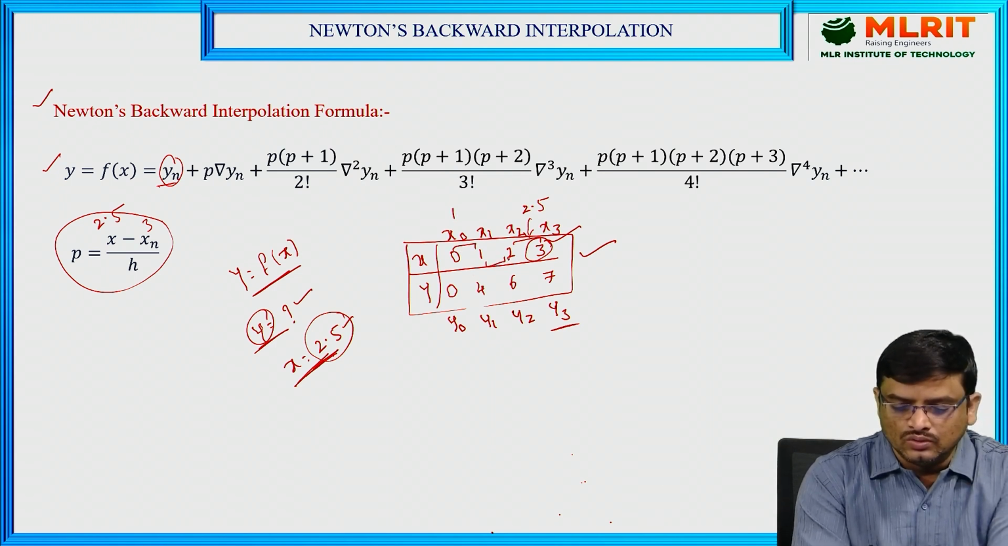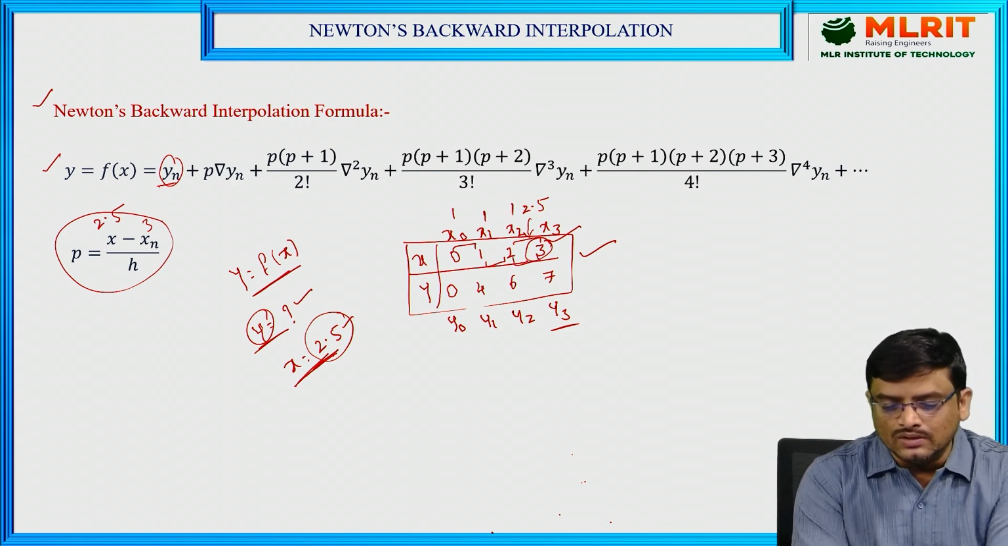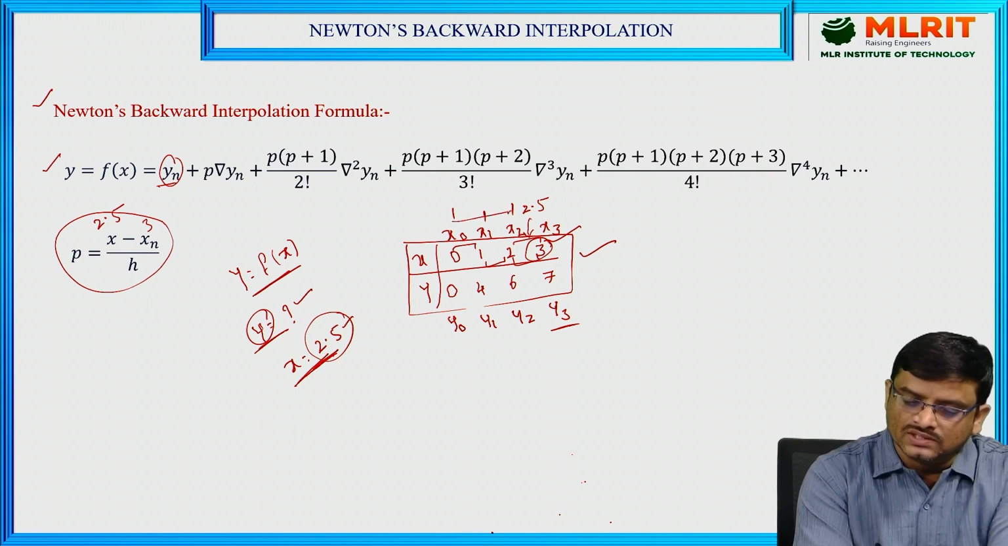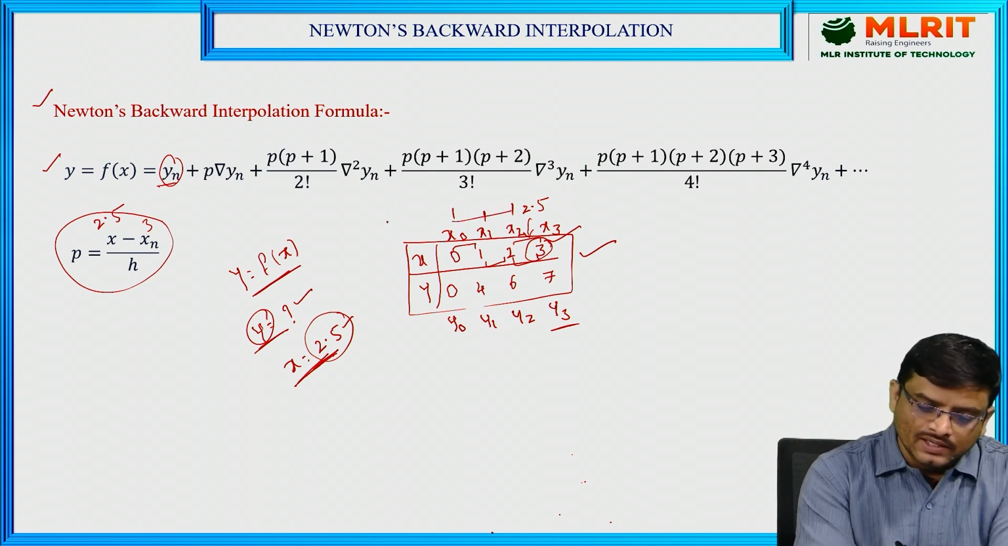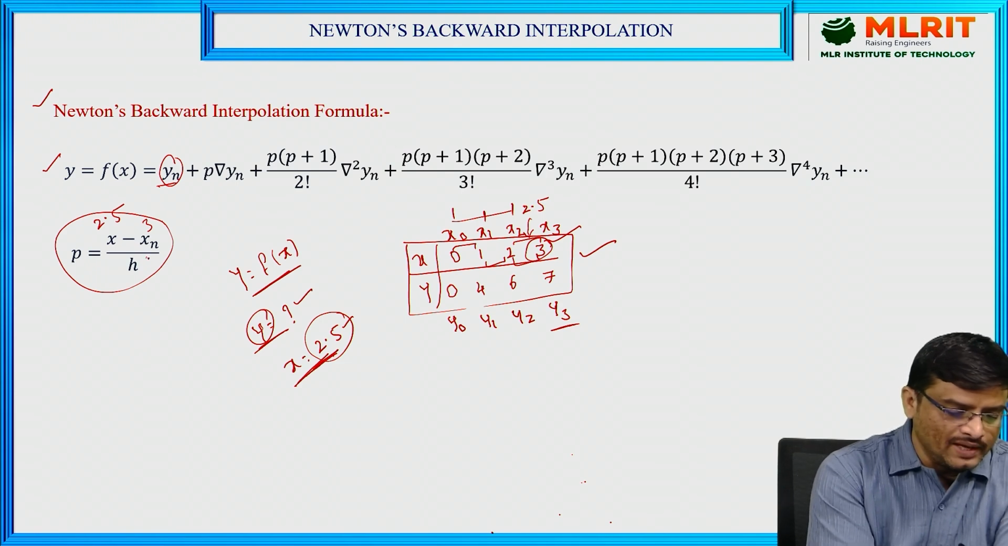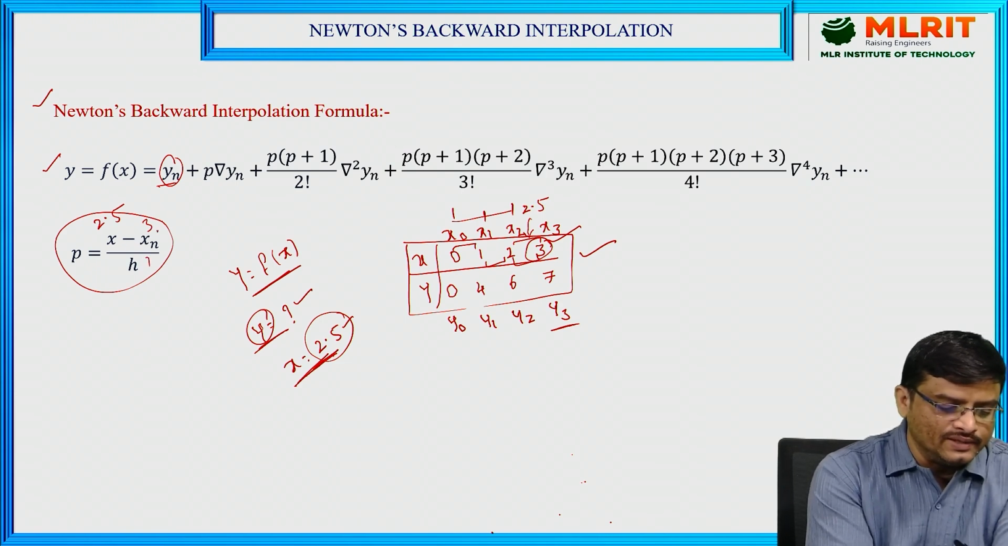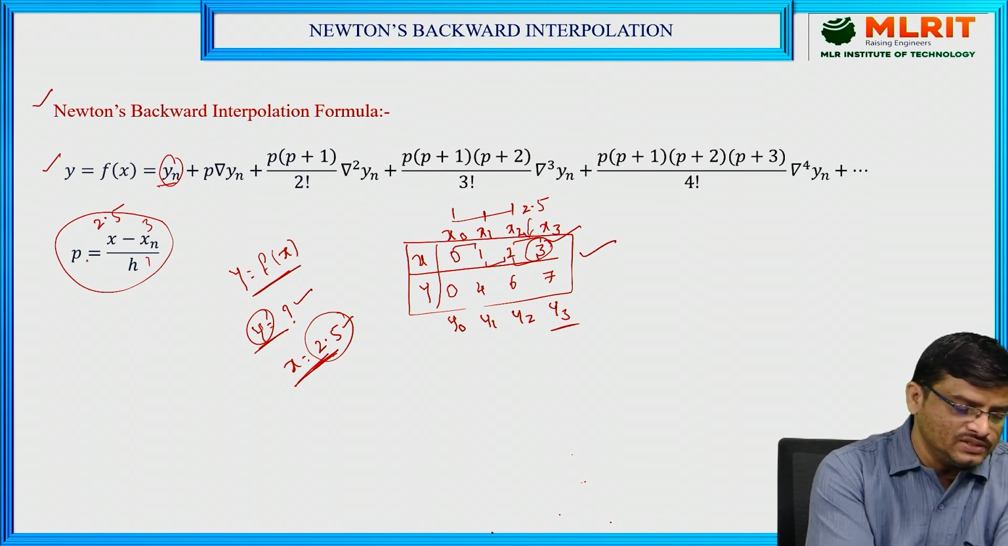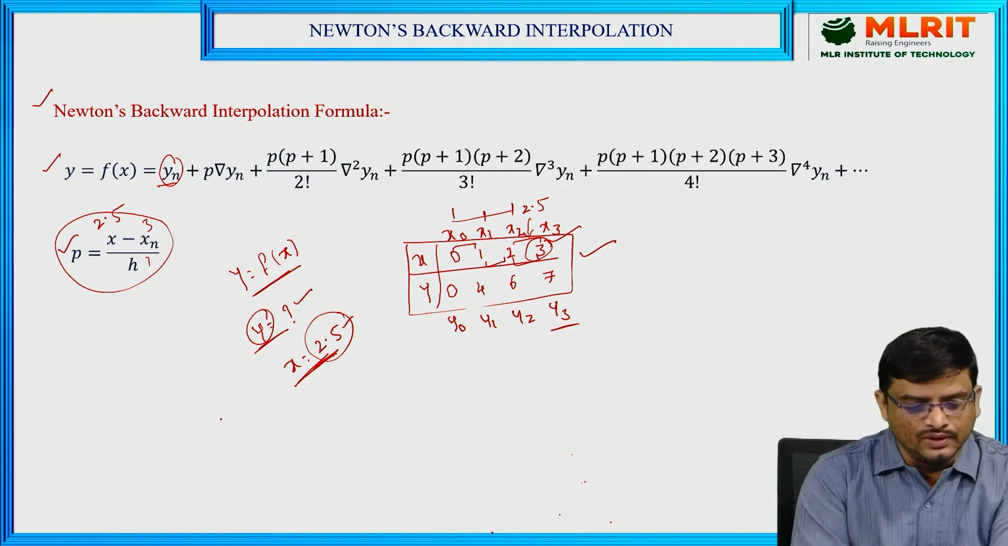Take 2 and 1, and 2 and 3, the difference is 1. So between these values of x, we have a common difference equal to 1, which is represented with the h value here. So (2 minus 2.5) minus 3 by 1. If you simplify this, you will get our p value here.